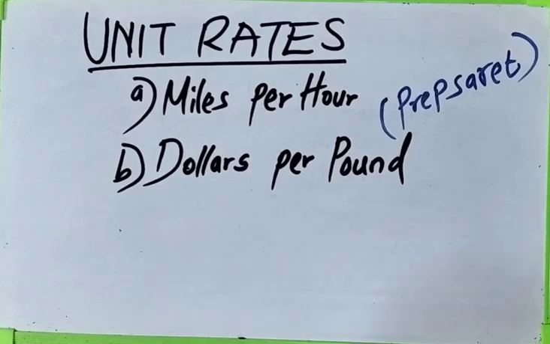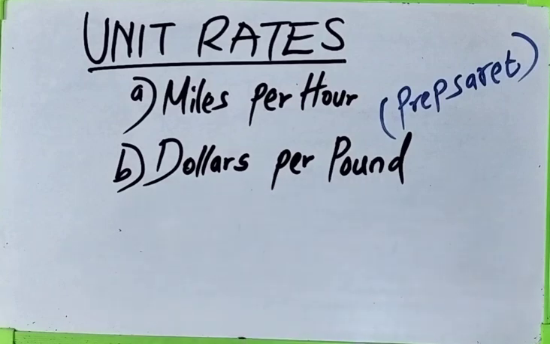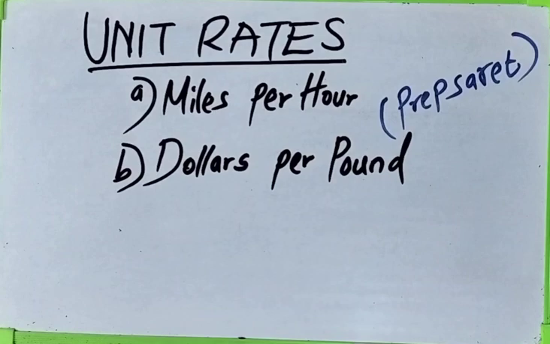Today we shall look at unit rates, and under unit rates we shall check on two things. One, miles per hour, and then B, dollars per pound. So let us see what we have for the unit rates, miles per hour. In each case, I'll give you an example and explain vividly what you are expected to do when you're looking for unit rates in both cases. Have somewhere to write.